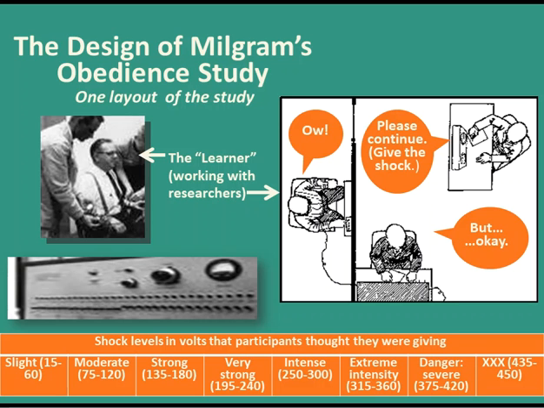He would be there to provide guidance to the teacher, the one who flips the switch, when they would sort of not want to provide a shock. The shock levels are demonstrated at the bottom here. The shock levels in volts that the participants thought they were giving goes from slight shock all the way to XXX. So what they wanted to see is how often, what percentage of the people would go all the way to XXX, the extreme, to give an electrical shock to an innocent person.